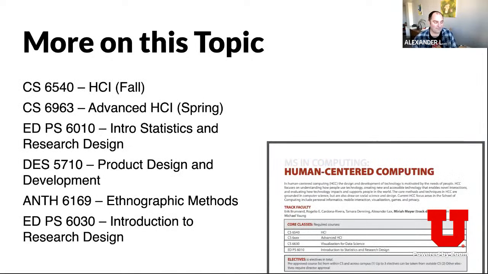And as I mentioned, this was a fairly rapid sketch of many different things. And there are dedicated classes that cover this kind of stuff. There's the graduate HCI class, which is usually taught in the fall. It wasn't this year because of COVID. Then there's an advanced HCI class. Similarly, I think it might not be offered because of COVID and having to focus our teaching on the core classes. There are education psychology classes that cover this kind of stuff. There are design classes about product design and development. There are ethnographic methods classes in other departments, introduction to research design, and so on.